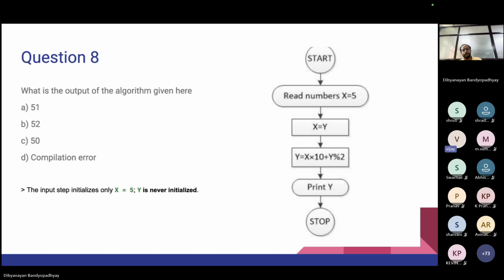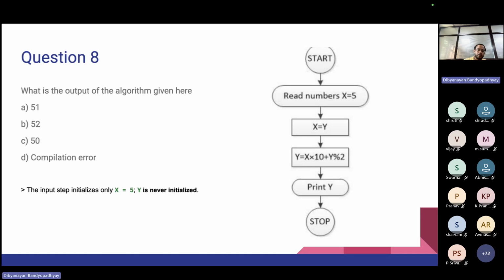Yes, sir. Okay. Excuse me, sir. Yeah, sure, go ahead. Sir, you said that y will store some garbage value, right? So when we assigned x as y, x will be storing some garbage value. In the fourth step, when we compute y assigned as x into 10 and then add y percentage 2, finally y will store definitely some value, right, sir? Then when we print y, we'll get another garbage value, but why do we get compilation errors?